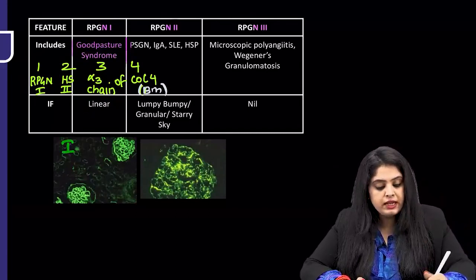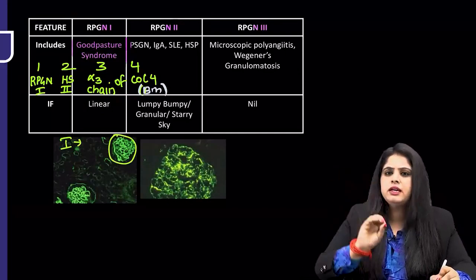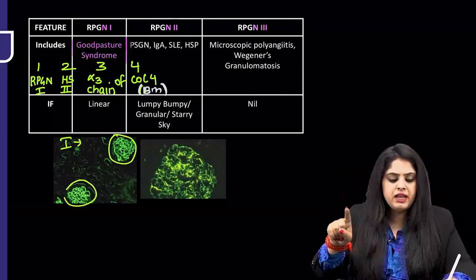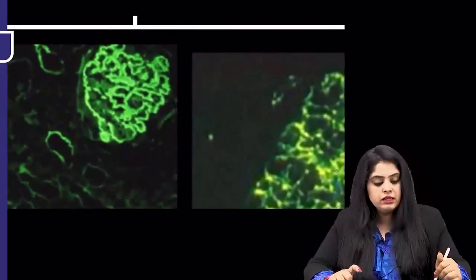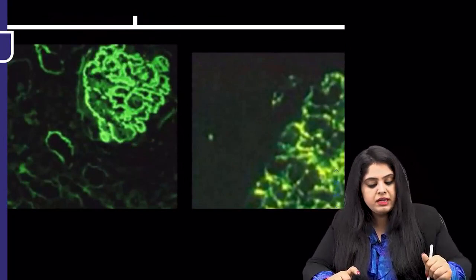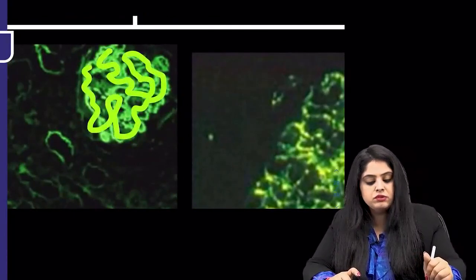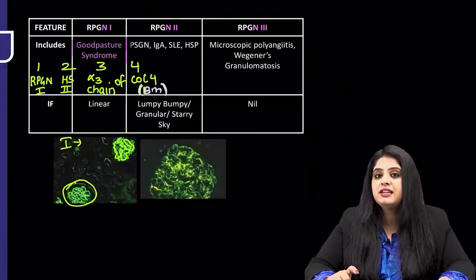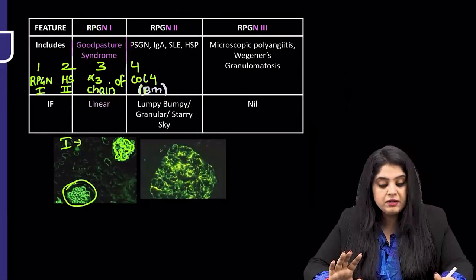On RPGN type 1, I get to see one line. There's no shining and dull, no starry sky. One same line, the same green color line. It looks like I took this green color pen and made a continuous green line all throughout. So RPGN1 shows you one line. It shows you a linear pattern.